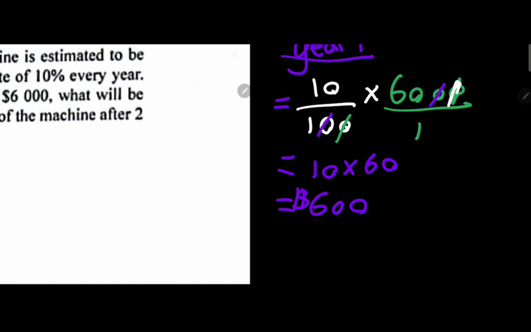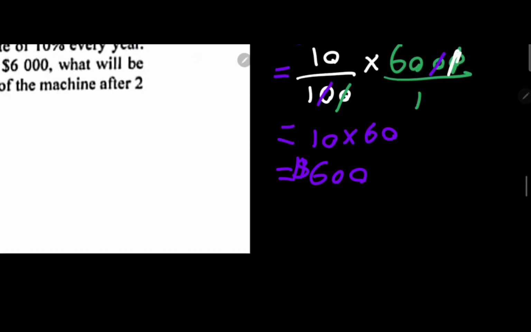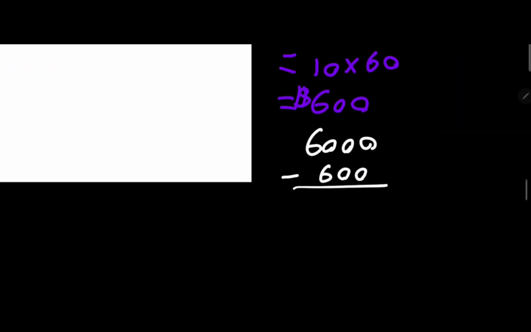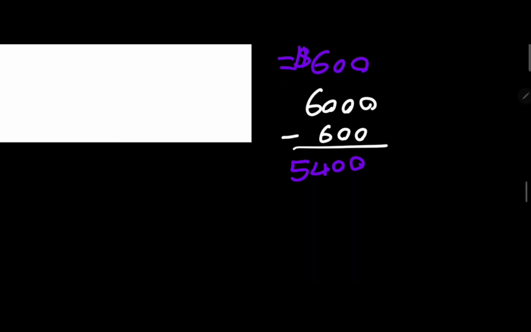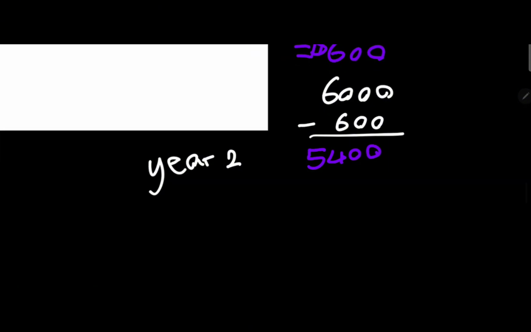Now, that's for 1 year. We still have another year to go. But what figure would the new year start with? Well, we need to subtract them. 6,000 minus 600 will give us 5,400. So for year 2 now, year 2 would be 10%. Remember, it's depreciated at 10% every year, with 10% of that value.